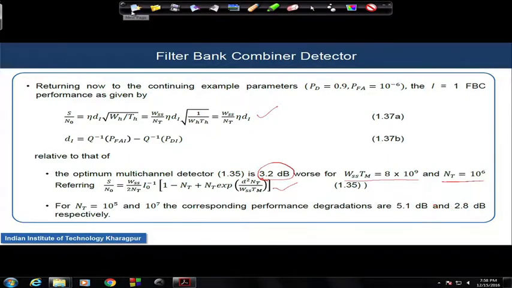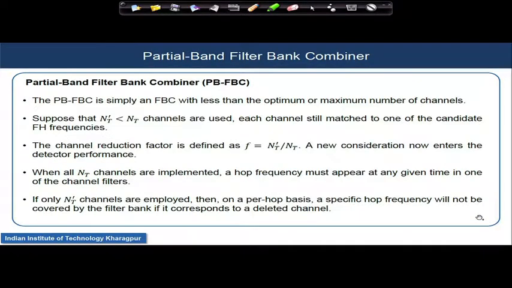So that is the kind of typical values I have given here, to give an idea of how far our performance will vary from the optimal performance when we move to FBC. Definitely, as my NT value keeps increasing, this difference will be lowered.